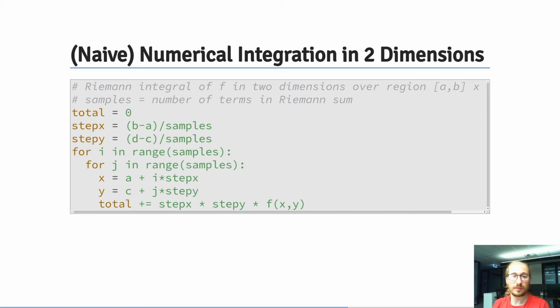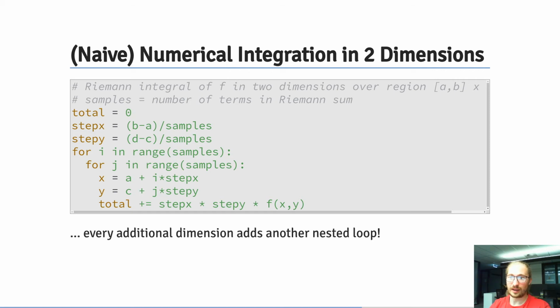And you can see how much more computationally inefficient this is going to be, because now with 2 dimensions we've got 2 nested for loops. And obviously this gets worse and worse as the dimension goes up. Every additional dimension is going to add another nested for loop. So for like 6 dimensions, 6 nested for loops, that's going to run terribly, right?